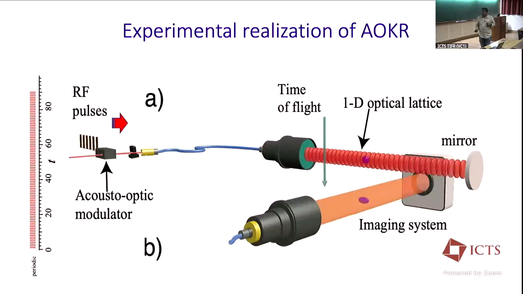For the kicked rotor experiments, we generate that cold sample of atoms, not evaporate them until below the phase transition temperature, but just a little bit above, to a few microkelvin. And then we drop them on a standing wave, which is pulsed using what we call acousto-optic modulators, and you can control the on time and off time of this optical lattice. And then after that, they are dropped and you image the density distribution of this.